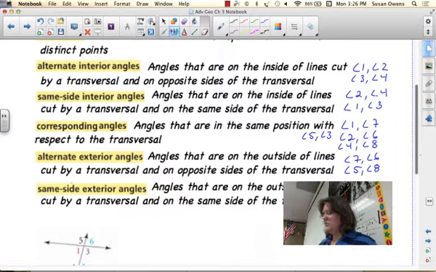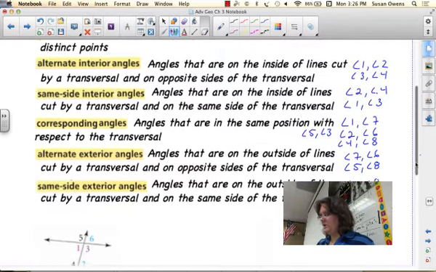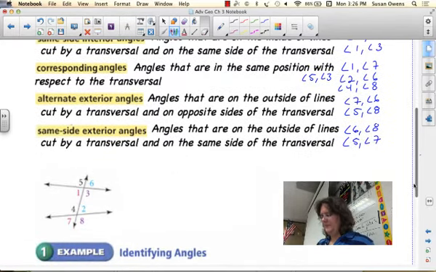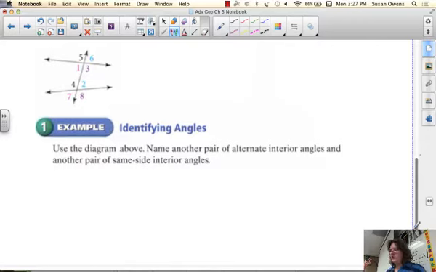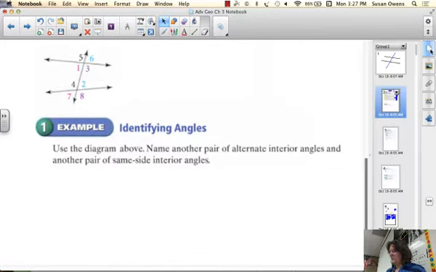So the first thing you need to do is make sure you look at each one of those definitions, make sure they make sense to you. These are just definitions, and then we're going to learn some theorems and postulates that are based on these. So after you've looked at the definitions, take a look at the example that they have up above and name another pair of alternate interior angles and another pair of same side interior angles. And we'll talk about that tomorrow.